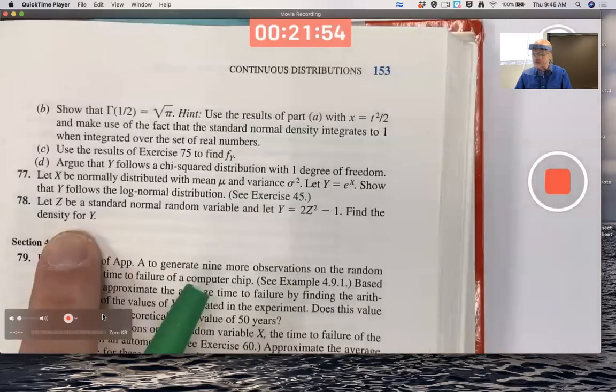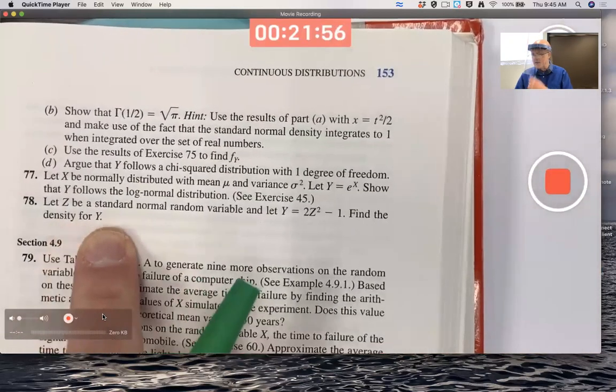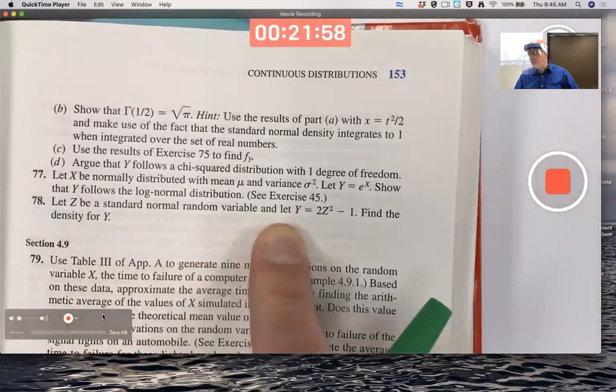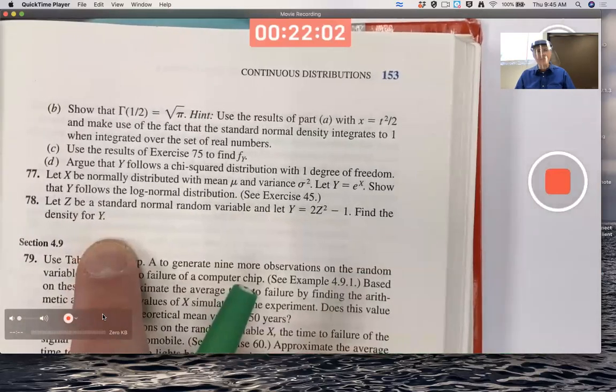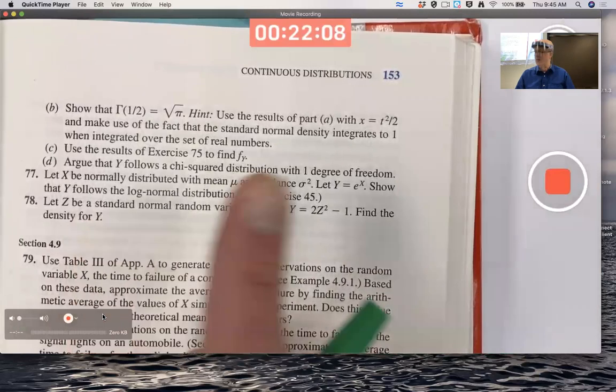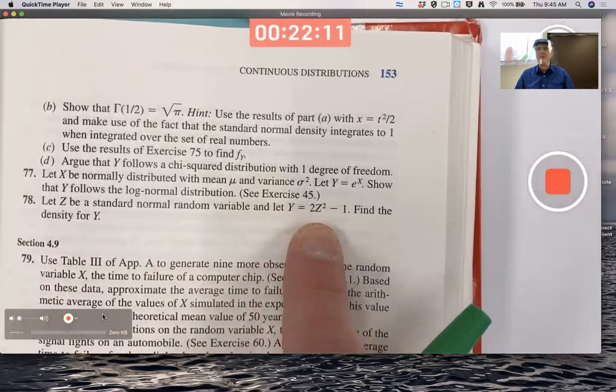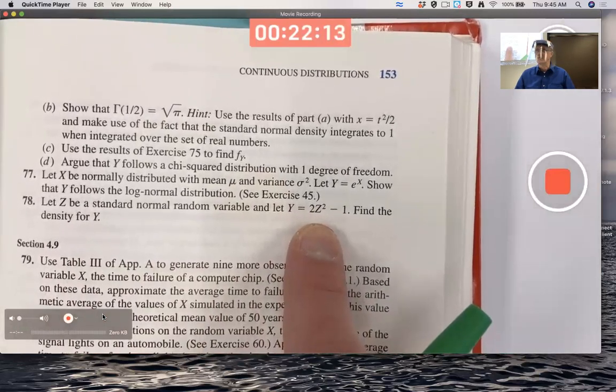Thinking of this problem, 78 here: let Z be a standard normal random variable, and let Y be 2Z squared minus 1. Find the density for Y. One of you, I think it was Noah, used the fact that Z squared is chi squared, which is fine. But I wasn't necessarily thinking that you'd have to do it that way.